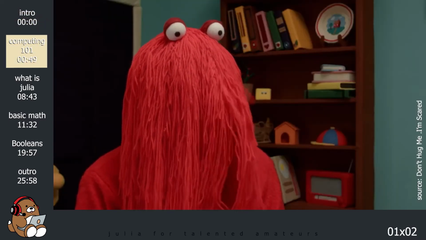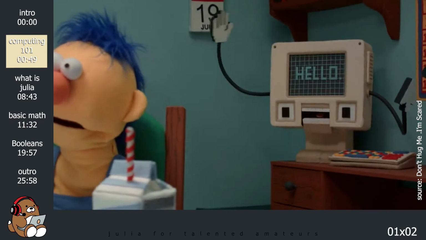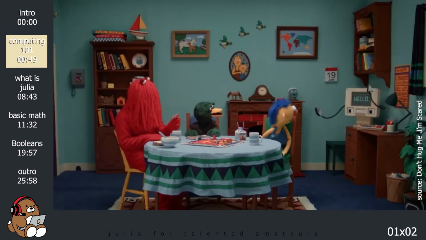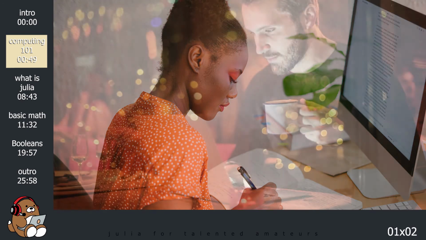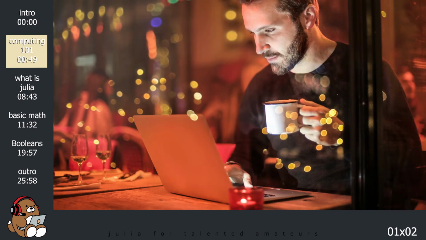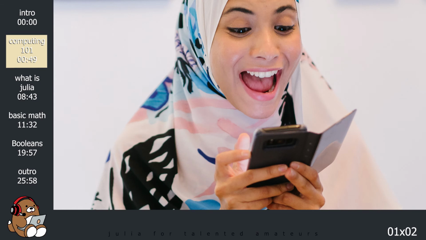What is a computer? I'm a computer. I'm a computery guy. We all know what a computer is, right? We use one every day, but what is it really? I mean, not physically, but conceptually.